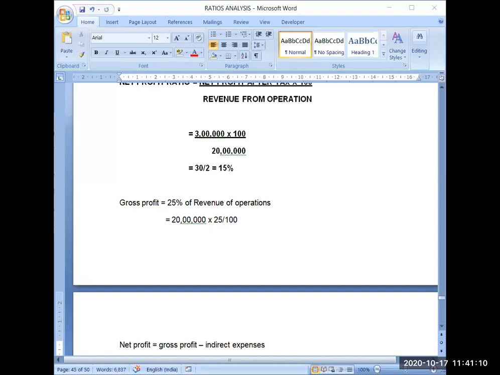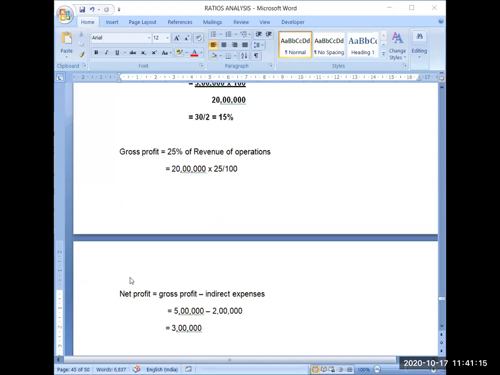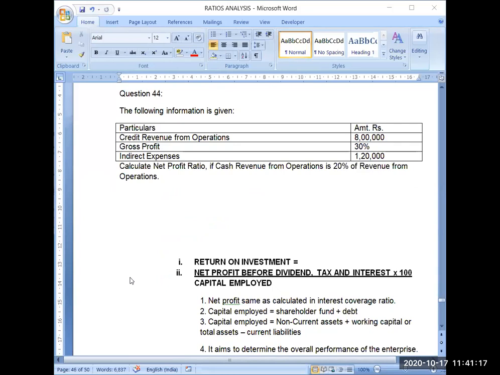Now see next question. So next question is saying that the following information is given, and you have to calculate net profit ratio.